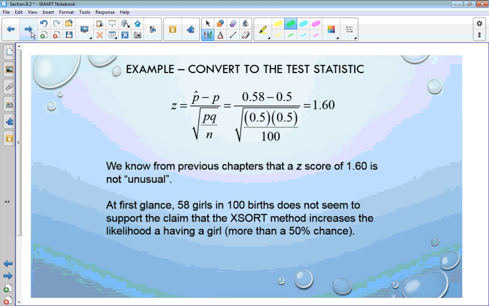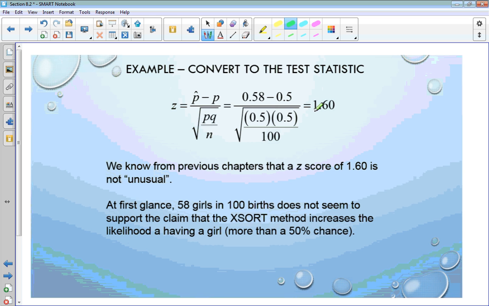So we're going to convert that to a test statistic, and because this is a normal distribution, we're going to use the Z statistic, and we're testing a proportion. So we have p hat minus p, divided by the square root of p times q, all divided by n. Notice it's p and q, not p hat and q hat here. So we're going to take p hat, 0.58, and subtract the proportion in the claim of the null hypothesis, 0.5.